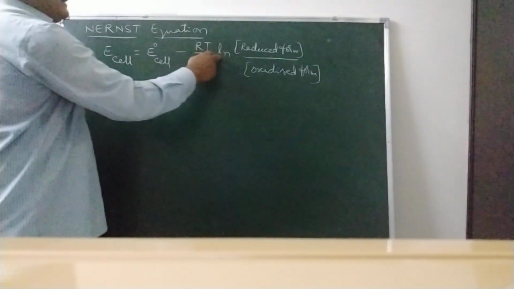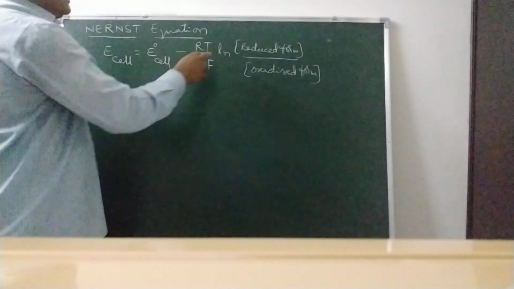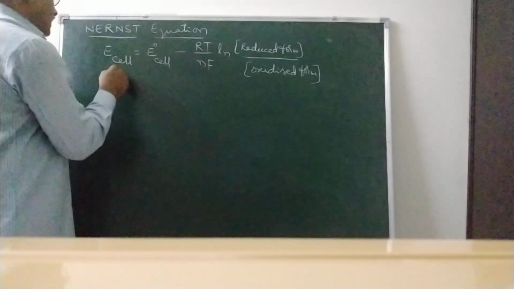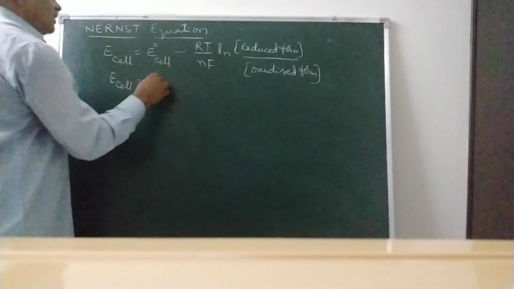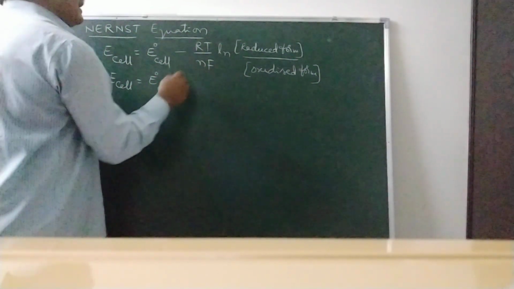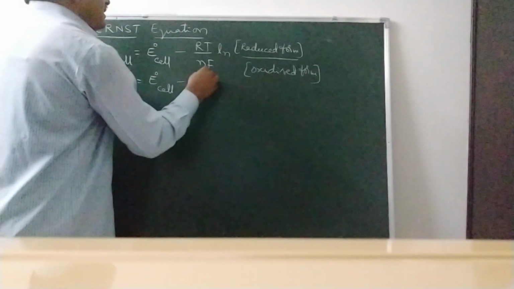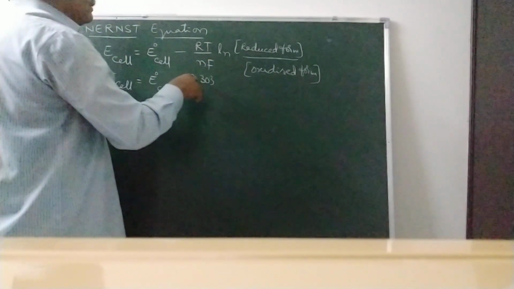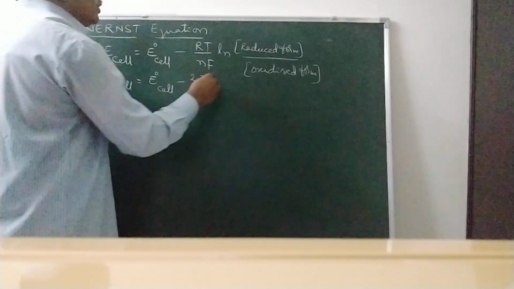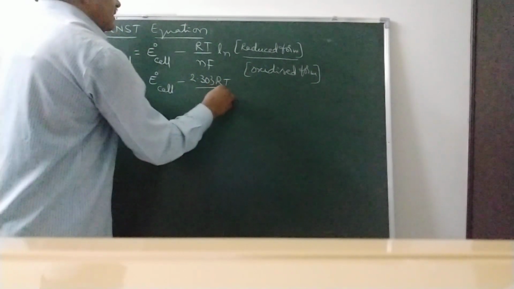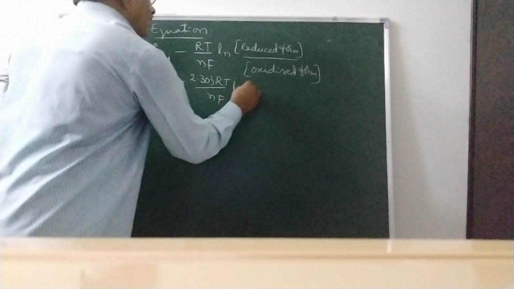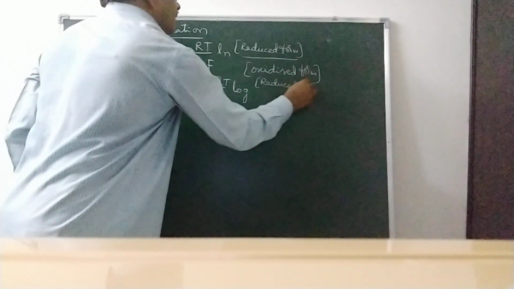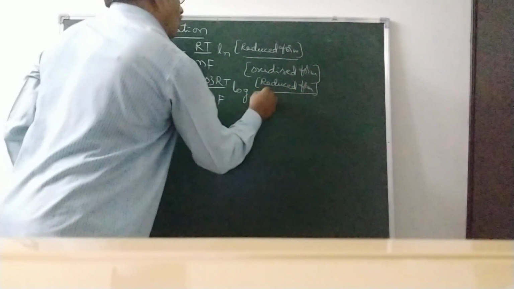If ln means log base e, and it is converted into log base 10, this equation can be written as E cell is equal to E naught cell minus 2.303 RT by nF. So to convert ln into log, we have to multiply with 2.303 into RT by nF. So we can now write it as log of reduced form by oxidized form.